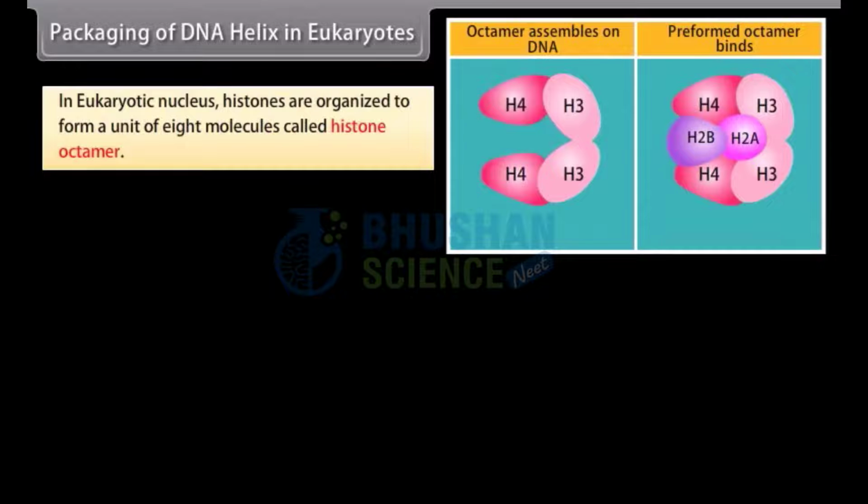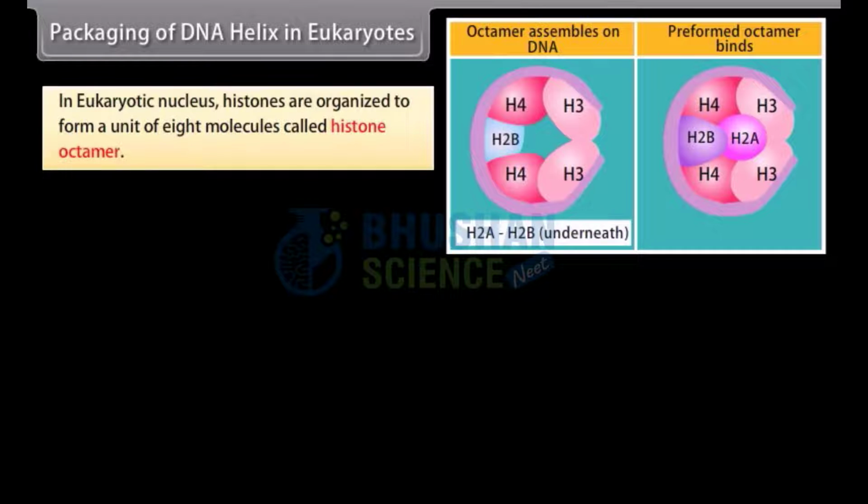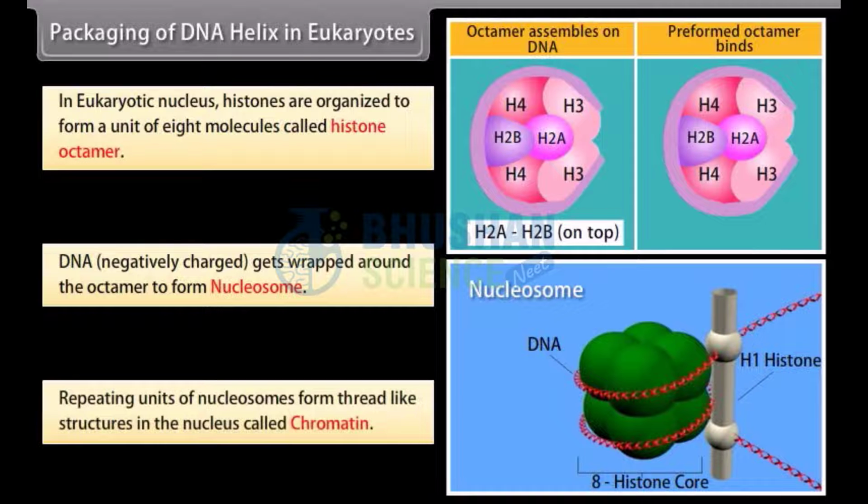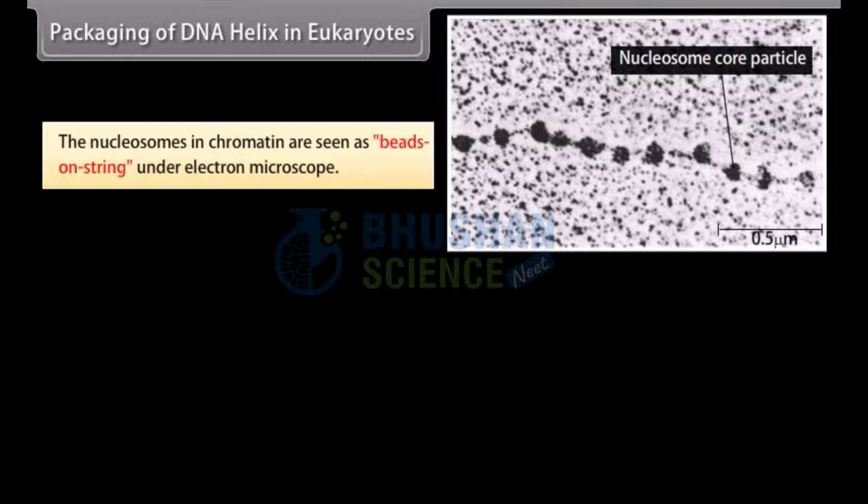Packaging of DNA helix in eukaryotes. In eukaryotic nucleus, histones are organized to form a unit of 8 molecules called histone octamer. Negatively charged DNA gets wrapped around the octamer to form nucleosome. Repeating units of nucleosomes form thread-like structures in the nucleus called chromatin. The nucleosomes in chromatin are seen as beads on string under electron microscope.